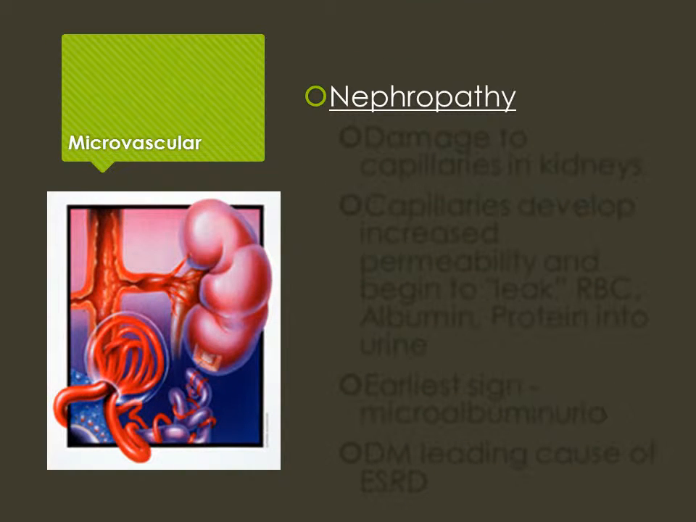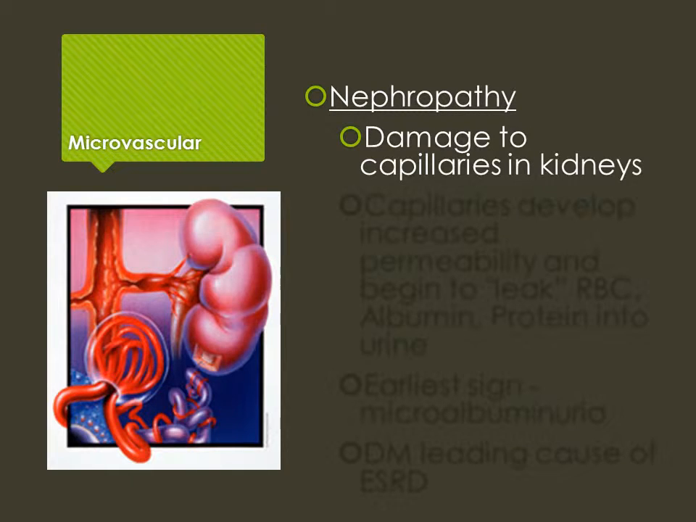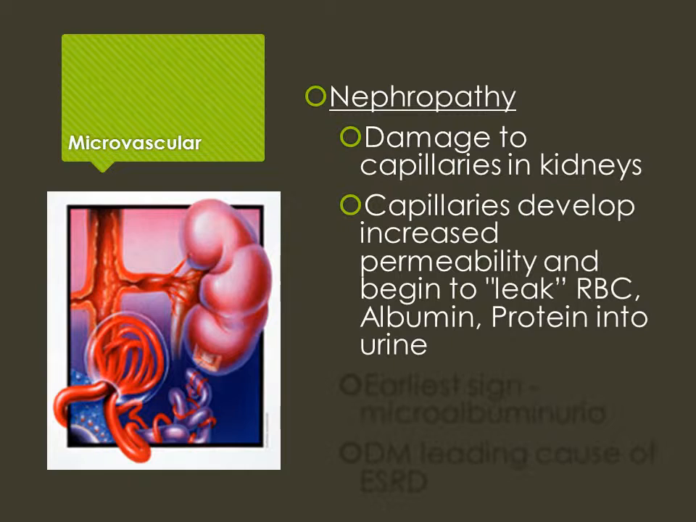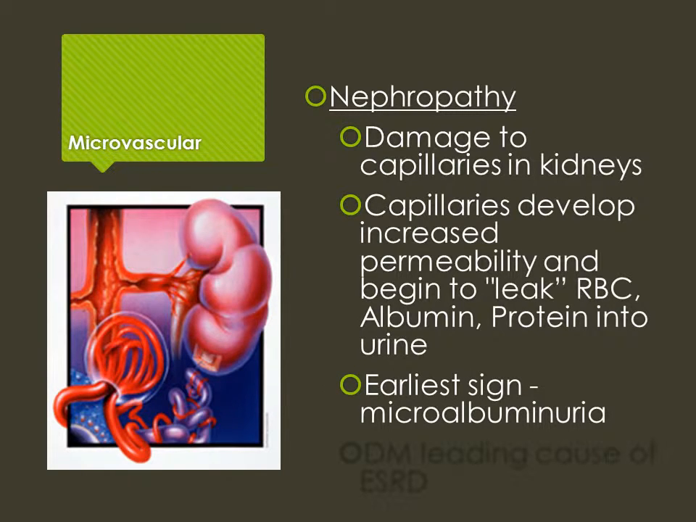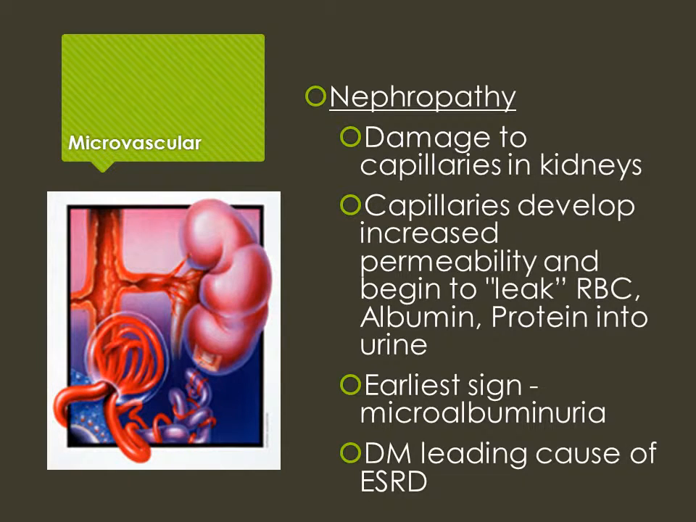The last microvascular complication we are going to discuss is nephropathy. Nephropathy occurs due to damage to the capillaries in the kidneys. Due to this damage, they develop an increased permeability and begin to leak red blood cells, albumin, and protein into the urine. The earliest sign of nephropathy is microalbuminuria. Diabetes mellitus is one of the leading causes of end-stage renal disease.